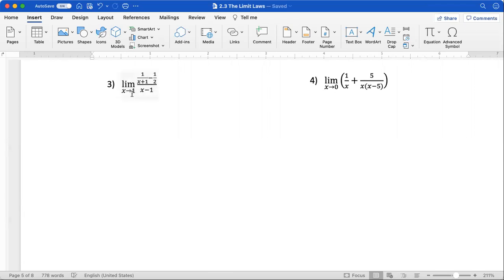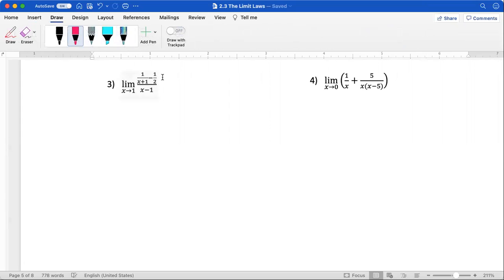And what I want you to notice is that when you plug 1 into this function, you end up with 0 in the numerator and 0 in the denominator. So when you plug 1 in here, you get 1 over 2 minus 1 over 2, and 1 minus 1. So that gives me 0 over 0, and that's an indeterminate form. And if you read the list of things to do when you have an indeterminate form above, when you have fractions, the best thing to do is try to find a common denominator.